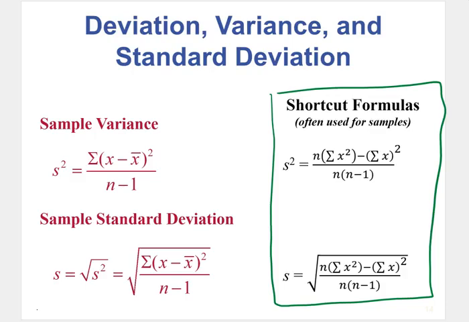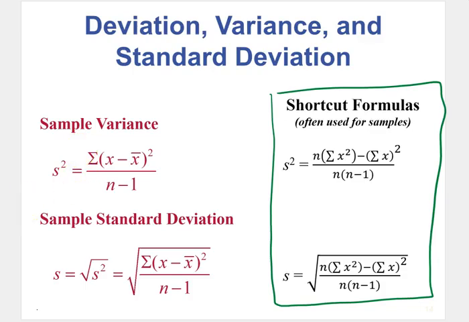I like these shortcut formulas a lot better just because they're a lot more efficient than using the sample variance formula. And if you have a calculator of any kind, or in Excel, it's already programmed in there, and they will use those shortcut formulas because they are more efficient as far as computing time as well.